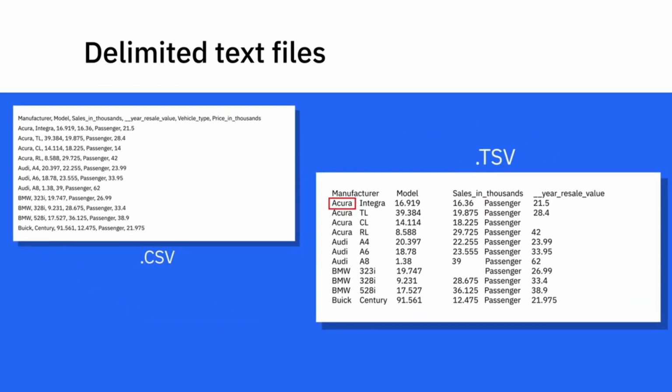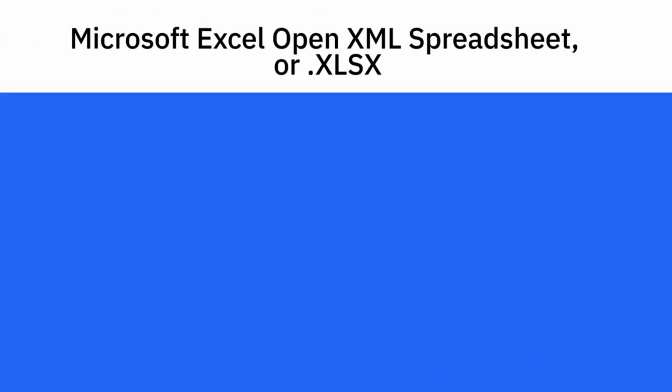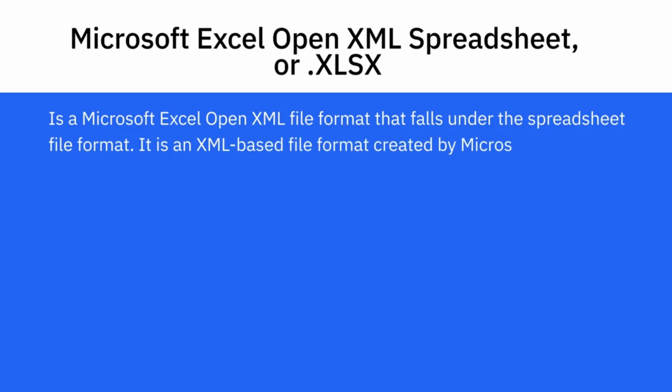Delimited files allow field values of any length and are considered a standard format for providing straightforward information schema. They can be processed by almost all existing applications. Delimiters also represent one of various means to specify boundaries in a data stream. Microsoft Excel Open XML Spreadsheet, or XLSX, is a Microsoft Excel Open XML file format that falls under the spreadsheet file format. It is an XML-based file format created by Microsoft.